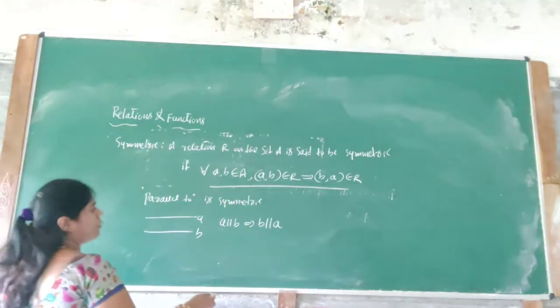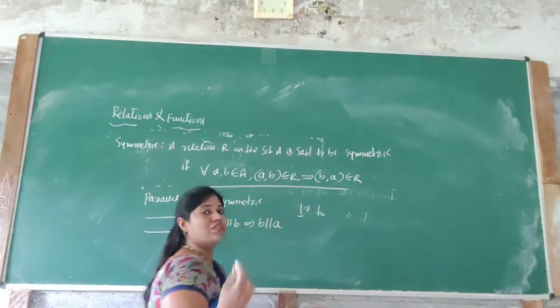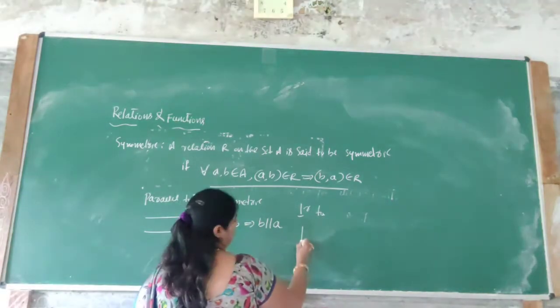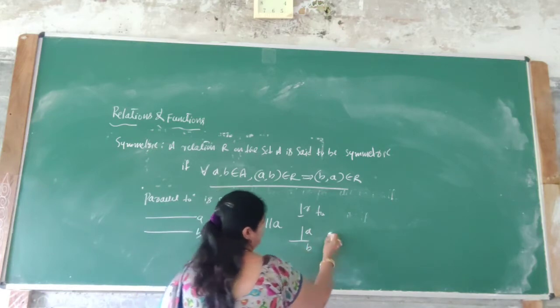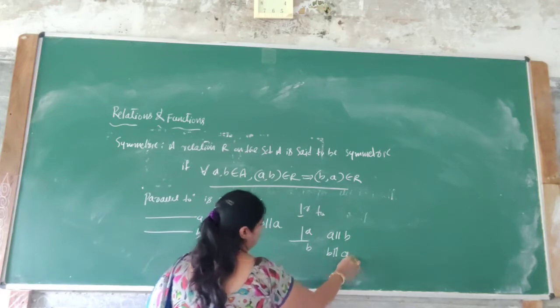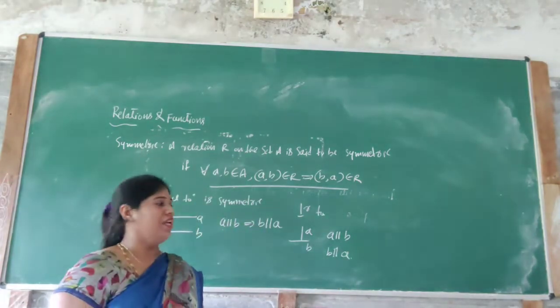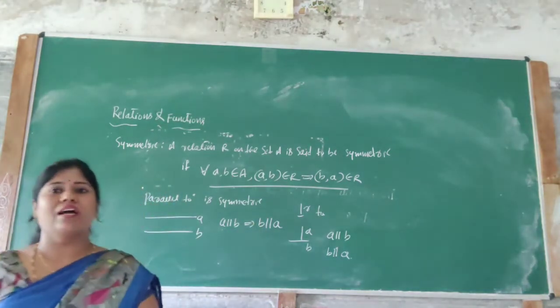Next one is perpendicular to. Perpendicular to is also symmetric. You can give examples, okay. This A and this B: A is perpendicular to B implies B is also perpendicular to A. These also are examples we can give of a symmetric relation.